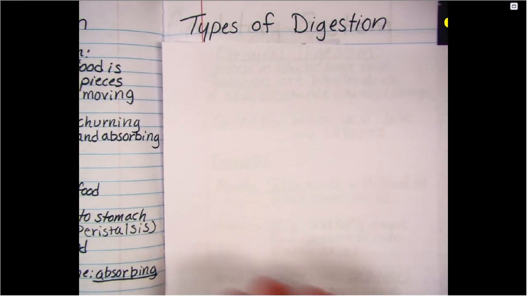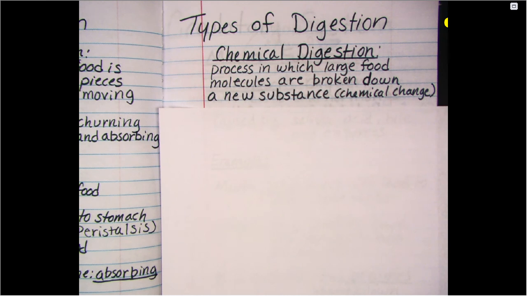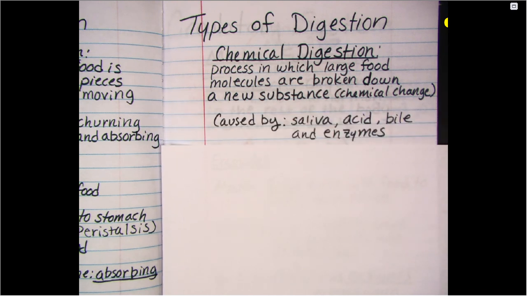The other type of digestion is chemical digestion. So again, thinking back to sixth grade, when you had a chemical change, we told y'all that a new substance is formed when you have a chemical reaction. Here it's the same thing. You're taking that food and breaking it down into smaller molecules, and you're getting a new substance that is forming. Now, this is caused by saliva, acid, bile, and enzymes.